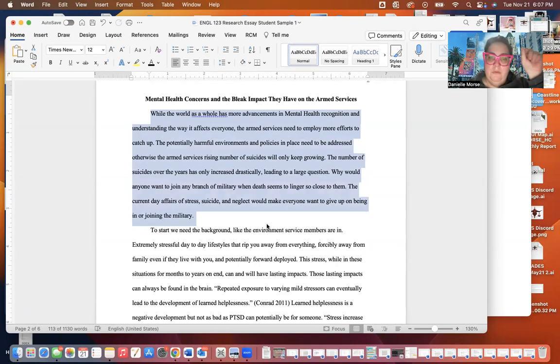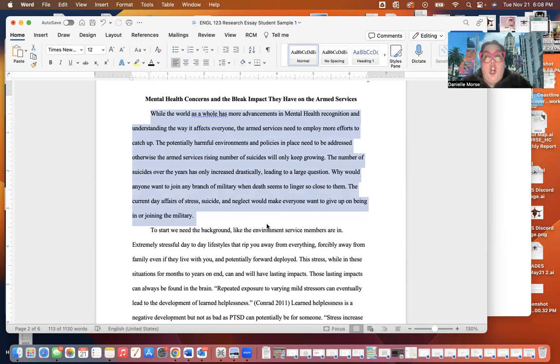The potentially harmful environments. I'm not a big fan of adverbs, but there are times when we want to use them for hedging purposes. If this just said the harmful environments and policies, that would make it a universal truth, which is a logical fallacy. By including the word potentially, or if you can imagine the word arguably there, then we're using what's called hedging appropriately, because we're saying it's not a universal truth. Stay with me. It's not necessarily true for everything and everybody.